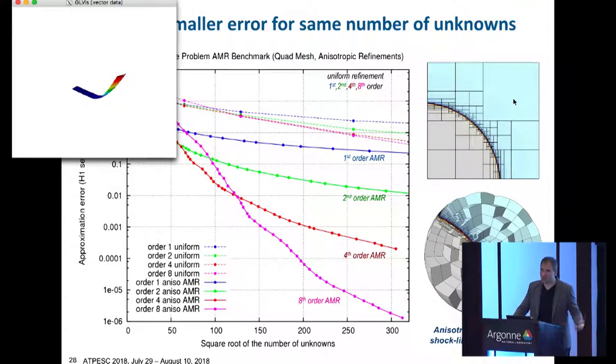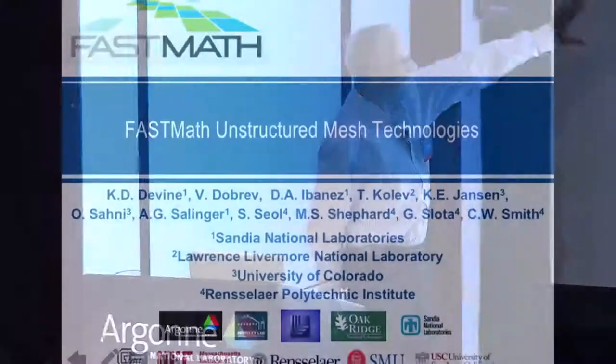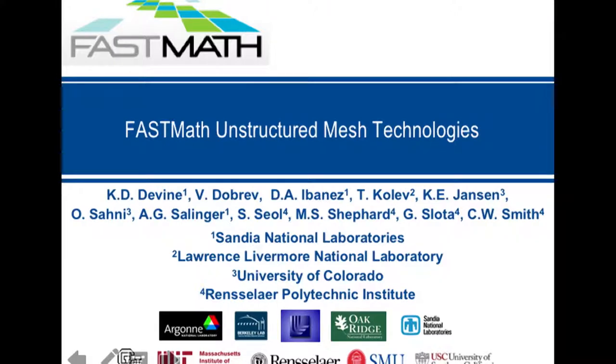It's not straightforward. As you can see by this list of names, there's actually a large group of people, and these are basically just the leads of individual topic areas in most cases. They're the senior investigators on the FastMath project involved with unstructured meshing technologies.